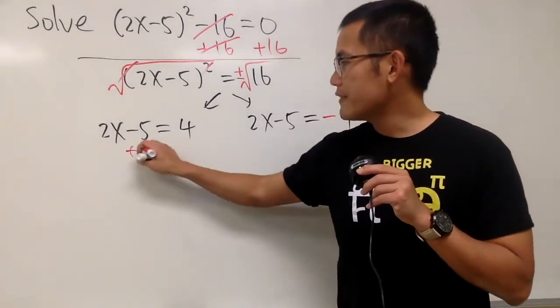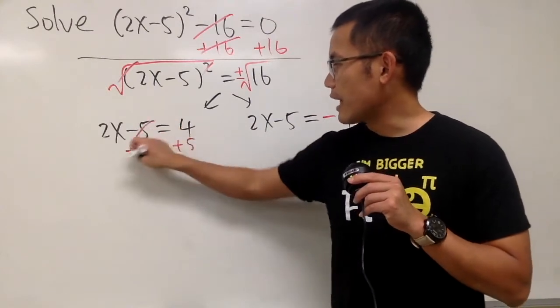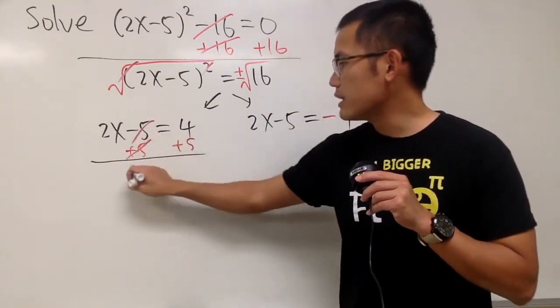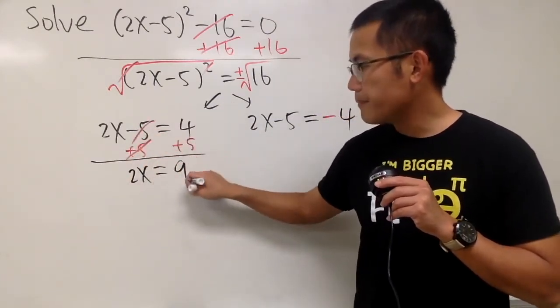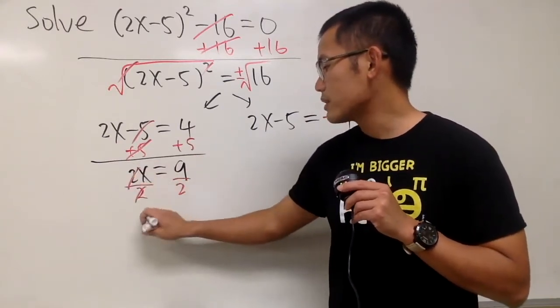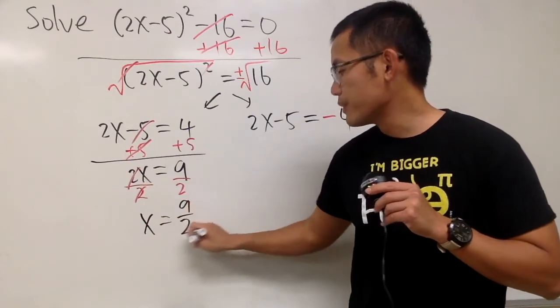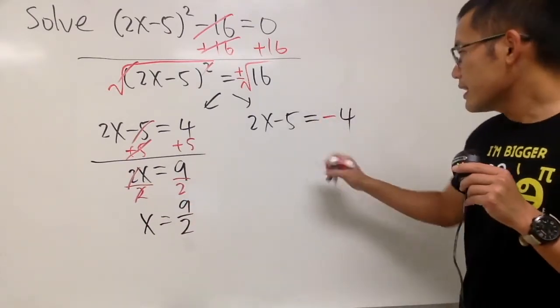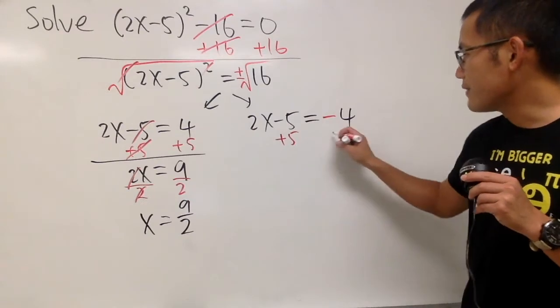Right here, we can add 5 on both sides. They cancel, and then this is 2x equals 9. And of course, divide both sides by 2. We'll be done for the first part. X is equal to 9 over 2. First answer. For the second answer, right here, we'll have to add the 5 first.